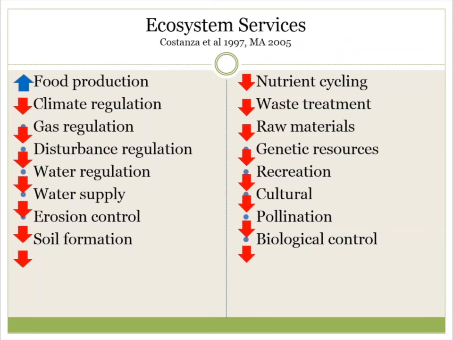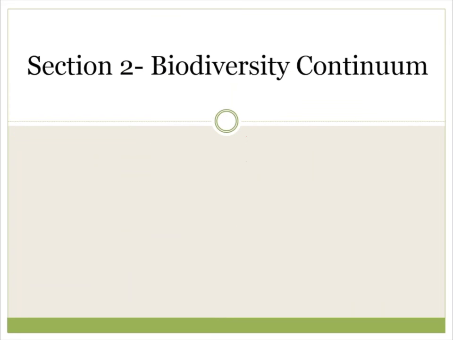The reason we have to consider ecosystem services is that even though we've done really well with food production doubling in the last 50 years, it's come at the expense of a lot of other ecosystem services. And so as managers of 40% of terrestrial ice-free surface, ecosystem services are a really important aspect of why biodiversity is important. And with that, I'm going to turn it over to Joanne and give her an opportunity to talk about the biodiversity continuum.